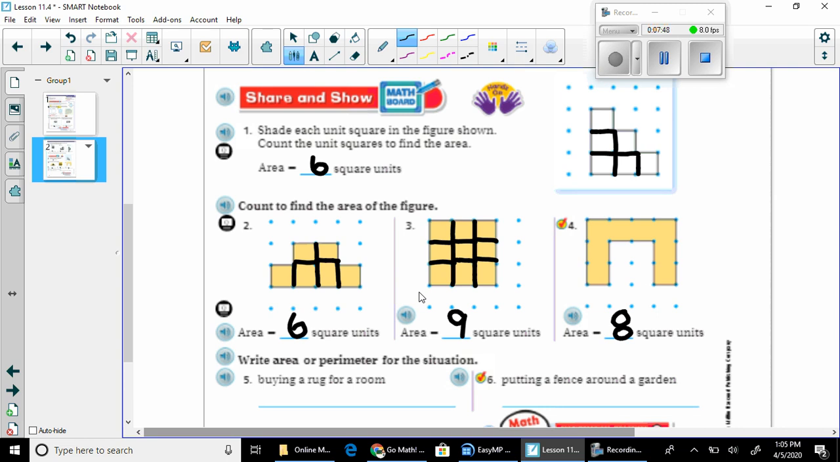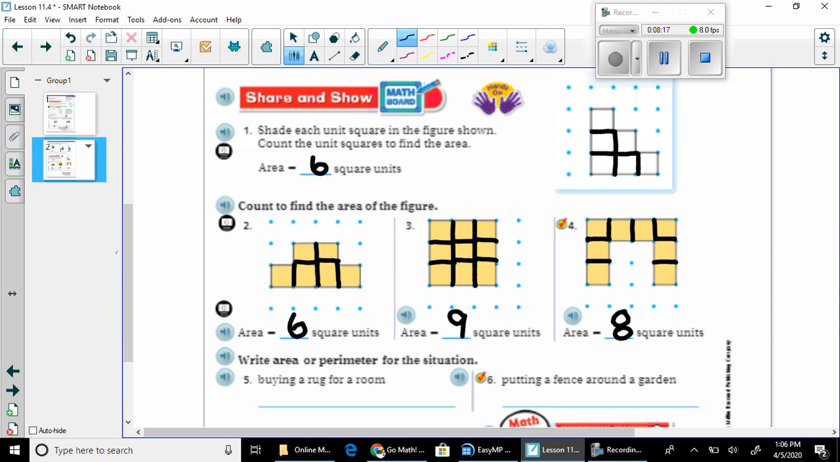Okay, so number 4, for this figure, I got an answer of 8 square units for my area. We'll go ahead and count them together. 1, 2, 3, 4, 5, 6, 7, and 8. All right, so an area of 8 square units for number 4.